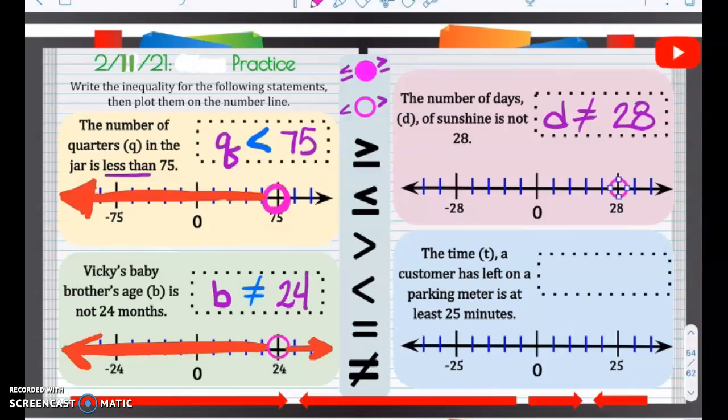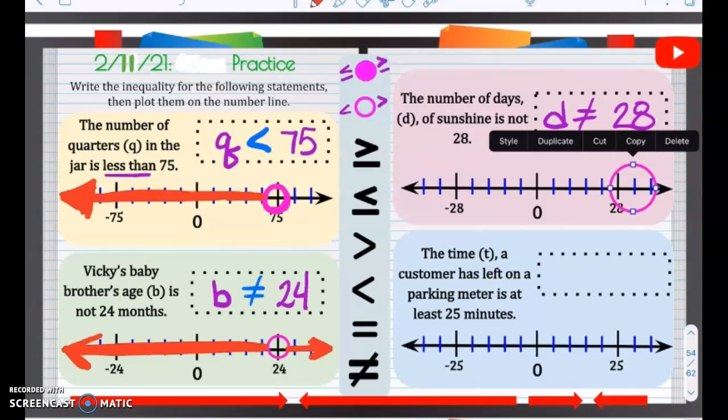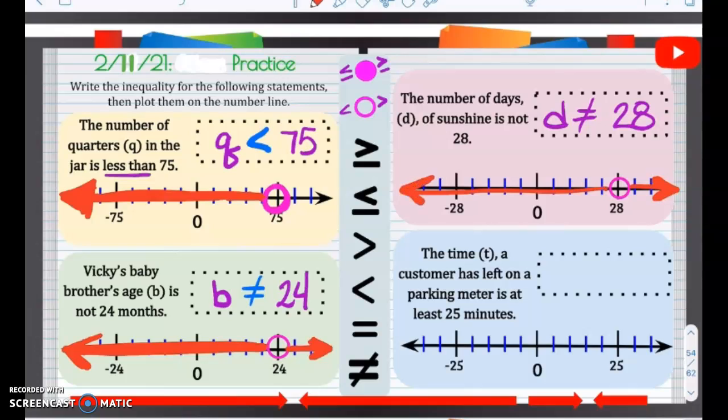And when we have that positive 28 open circle, we are going to shade it either to the right and to the left because it's not 28. So it can be anything but 28. All right, so that was the same thing as Vicky's baby brother.